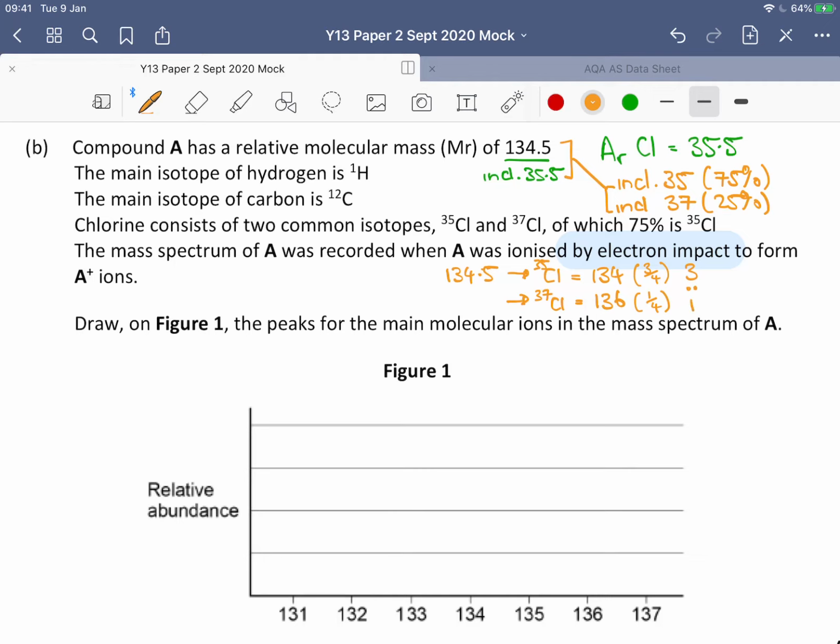Okay, so the mass of a mole of this substance is 134.5, and we've used the relative atomic mass of 35.5. But those individual molecules will either have chlorine-35, which is half a unit less, or chlorine-37, which is 1.5 units more. And we know that the ratio of molecules that will have chlorine-35 or chlorine-37 is 3:1. So there were 2 marks for this.